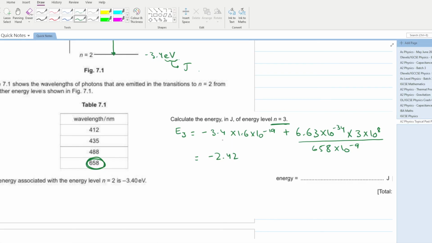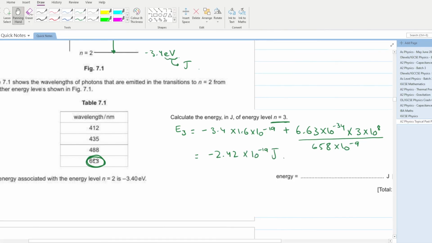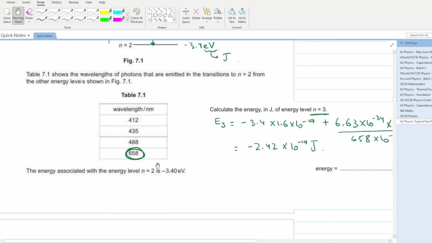Plus 6.63 into 10 raised to the power of minus 34 into 3 into 10 raised to the power of 8, divided by 658 into 10 raised to the power of minus 9. This comes out to be negative 2.42 into 10 raised to the power of minus 19 joules, is your answer. Simple as that. Let's move on to the next question.